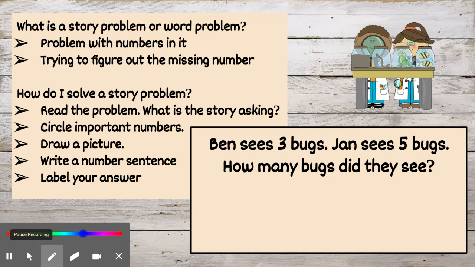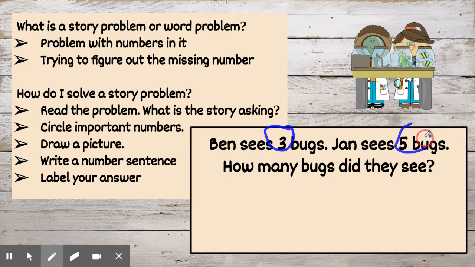The first thing you're going to do is read the problem and figure out what the story is asking. So it says, Ben sees 3 bugs. Jan sees 5 bugs. How many bugs did they see? So I'm going to go through and circle the important numbers. That's step number 2. This 3 is important. This 5 is important. And then they're asking, how many bugs did the kids see altogether? So we want to figure that out.